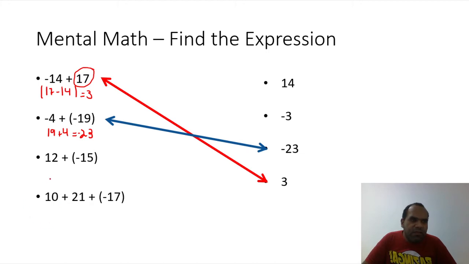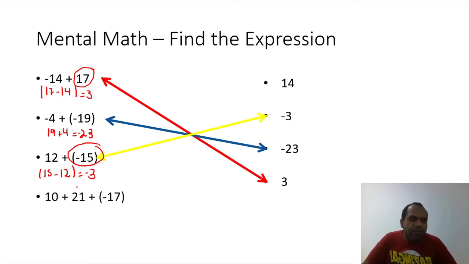The next one is 12 plus negative 15. Different signs, we subtract. 15 minus 12 is 3. But right now, guys, who is the biggest? Who has more units? As you can see, it's negative 15. Then you keep the sign, negative 3. You have here the negative 3.